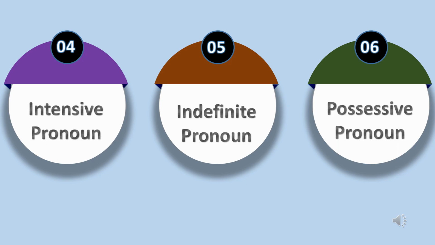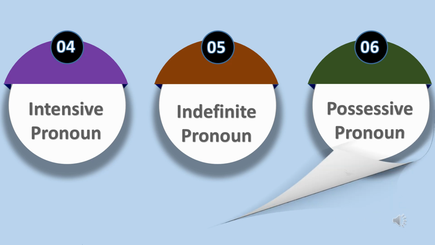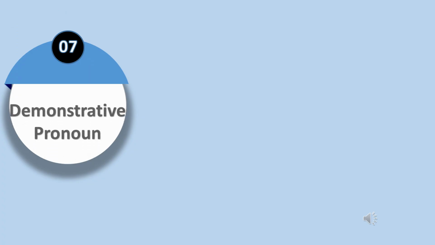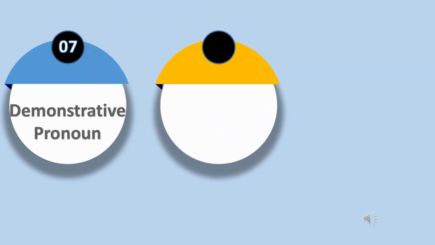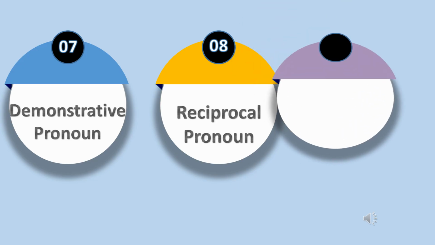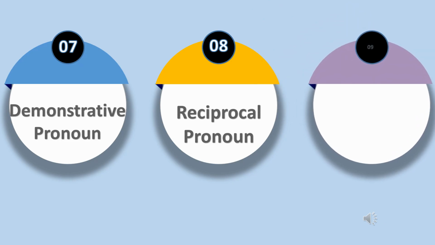6. Possessive pronouns. These show ownership or possession. Examples include mine, yours, his, hers, ours, and theirs. 7. Demonstrative pronouns. These pronouns point to specific things. Words like this, that, these, and those are used to indicate particular items. 8. Reciprocal pronouns. Used to show mutual actions or feelings between two or more people. The main examples are each other and one another.